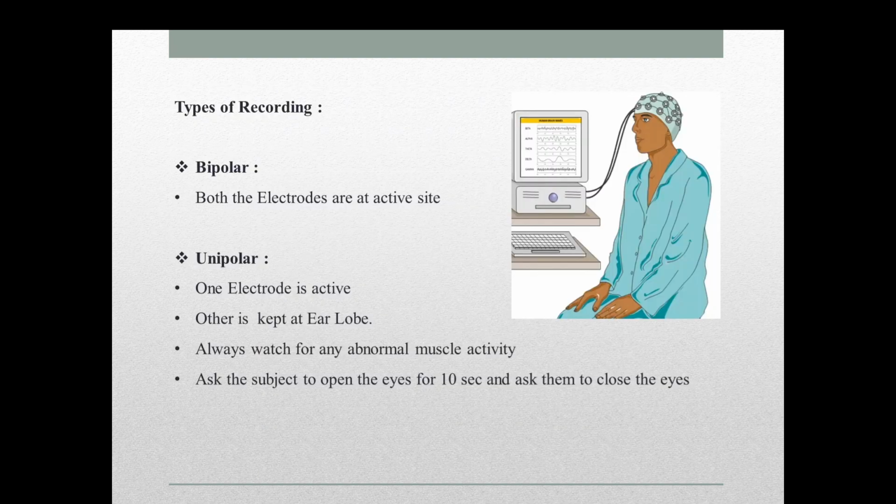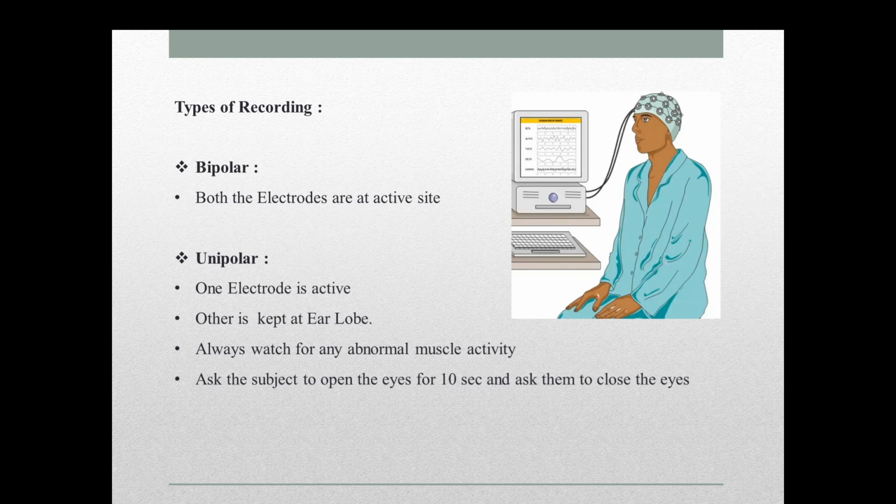There are two types of recordings in EEG: bipolar and unipolar. Bipolar means it has two electrodes, which have two charges, one positive and one negative. Both electrodes are placed at the active site of the brain. Active site means a site where many chemical reactions take place.